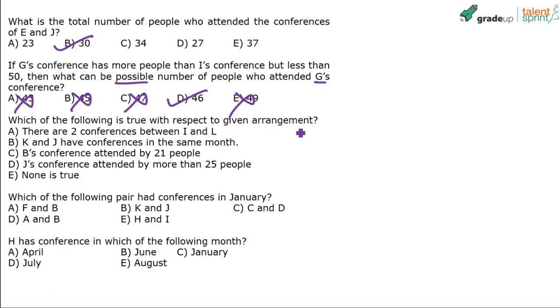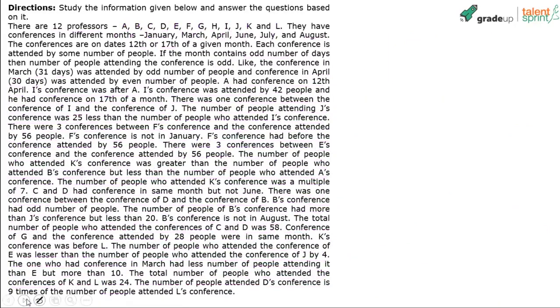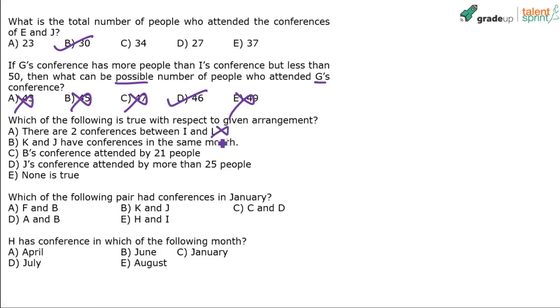Next, which of the following is true with respect to given arrangement? There are two conferences between I and L. Check. Two between I and L. Where is I? I is here. Where is L? L is here. There are two conferences between I and L? No. 1, 2, 3. There are three between I and L. Right? K, J, E. There are three. So first option is wrong.